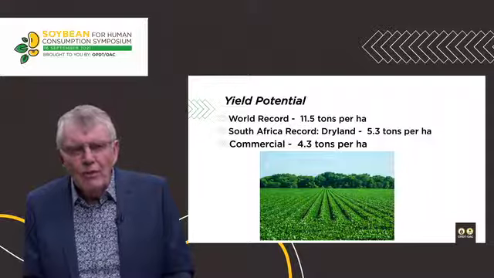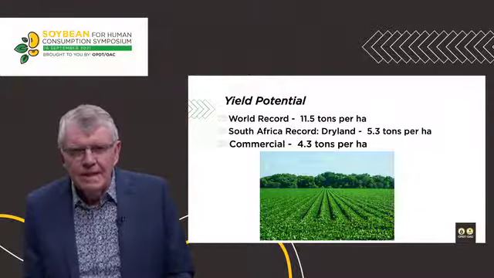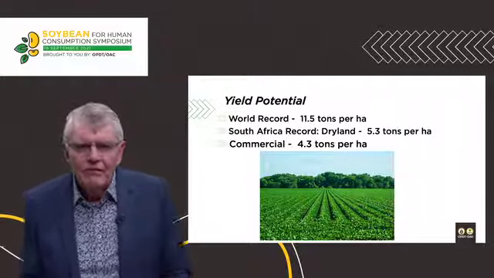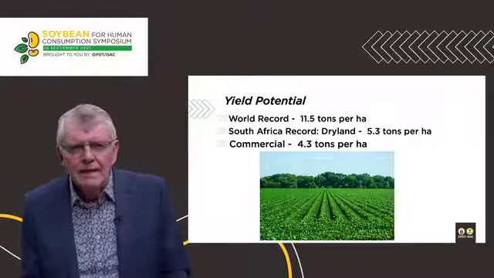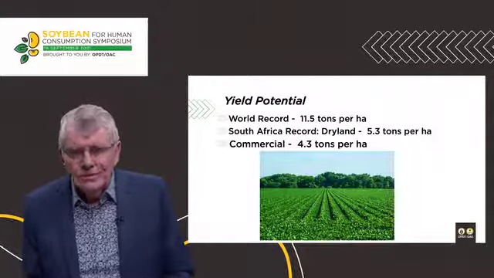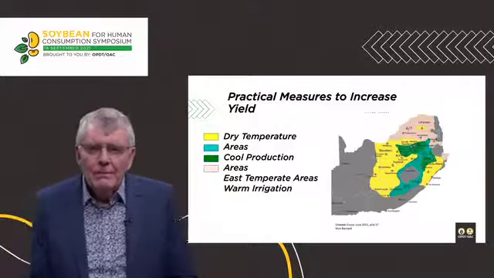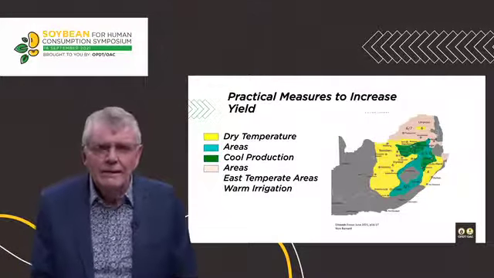What is even more of importance is the commercial production of soybeans. The previous season, the best commercial production which I know of was 4.3 tons per hectare on a 400 hectare area. Now that is remarkable. So we have the ability to produce. What we have to do though is to make sure that we do it the right way, and that's where we are getting to the point where how can we increase yield.